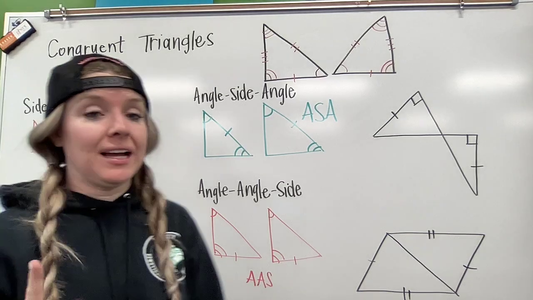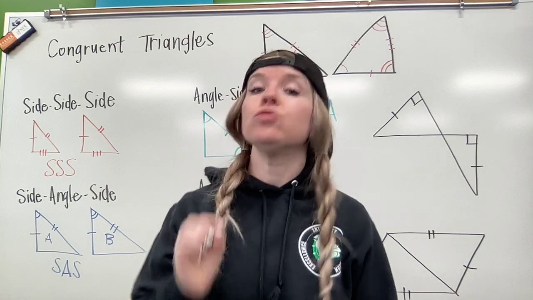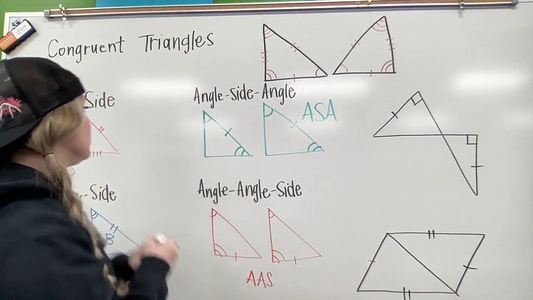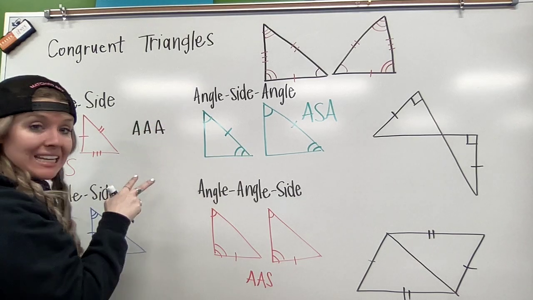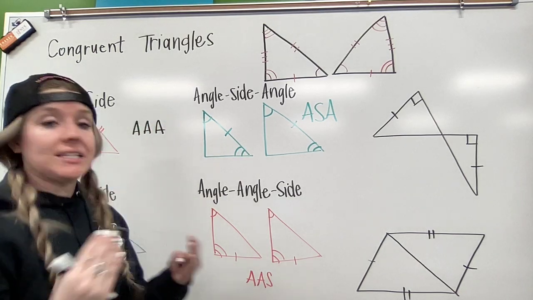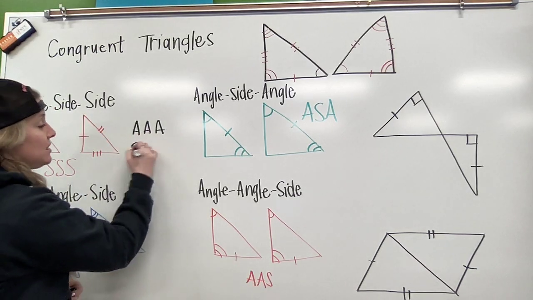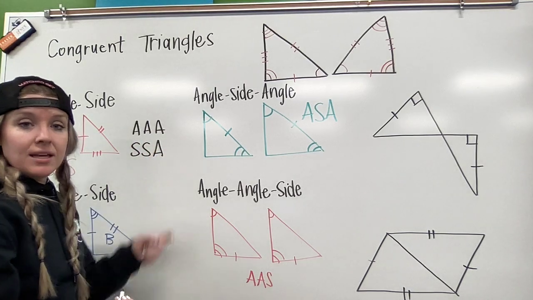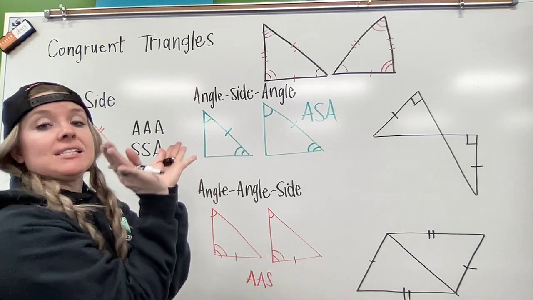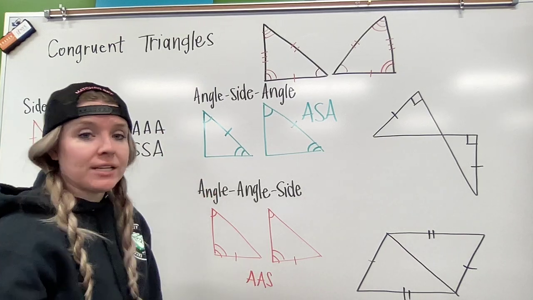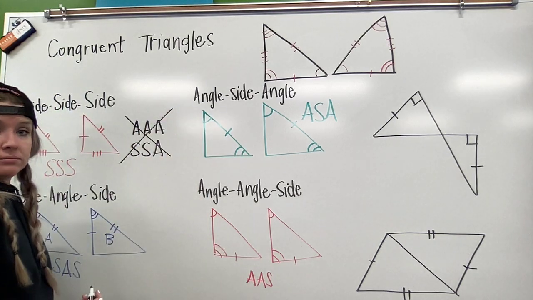There are two shortcuts that we might want to try, but they actually don't work. They do not guarantee congruent triangles. And that is angle, angle, angle. That doesn't guarantee congruency. If the angles match, that doesn't mean anything about the sides, so we're not guaranteed congruent triangles. And side, side, angle. That again isn't enough to make our triangles concrete. It still leaves room for movement, in which case we're not guaranteed congruent triangles. So these two do not work.